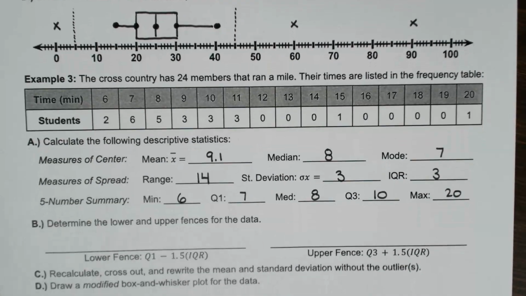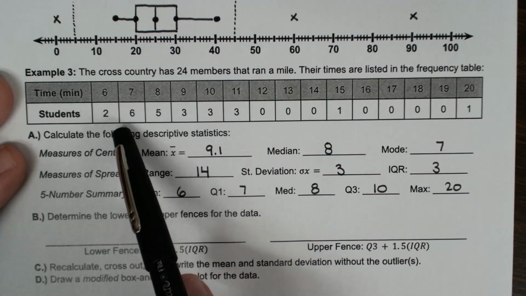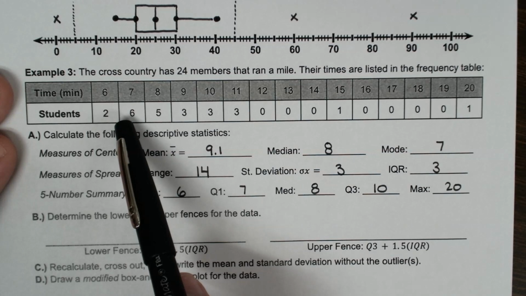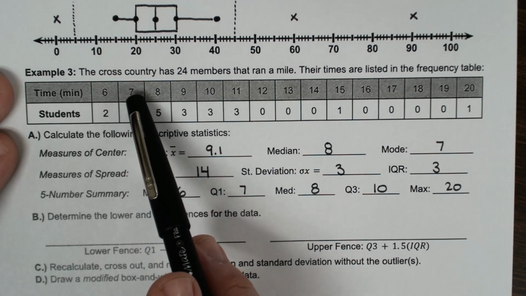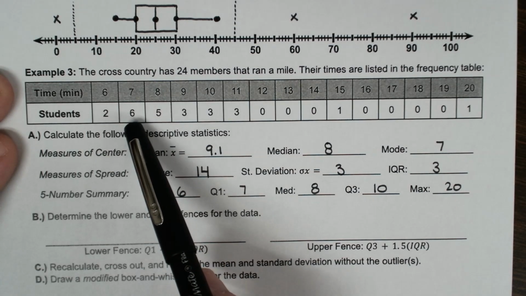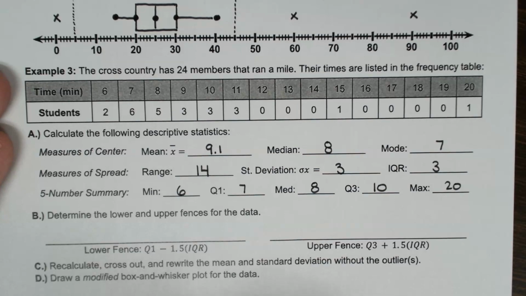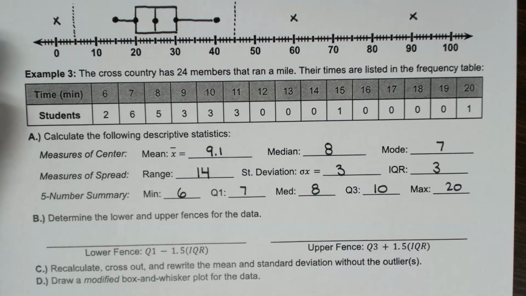Here are those descriptive statistics. The mode, don't overthink it. If the bottom number is the highest at 6, there were 6 students who ran the mile in 7 minutes, that's going to be your mode. On a frequency table, you just look for the highest count down here. But you keep working to find those fences and draw the modified box plot. Make sure you also look for the new mean and standard deviation.